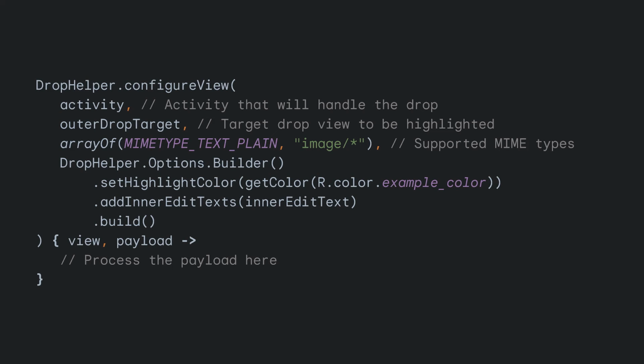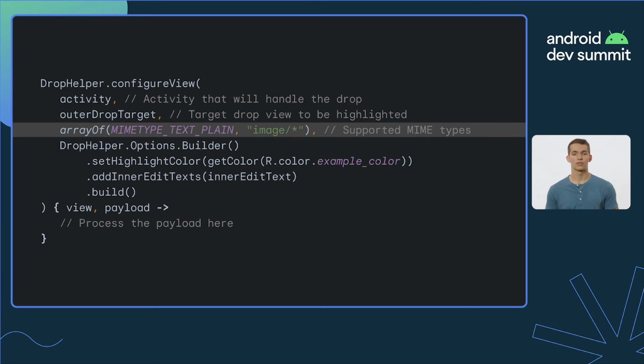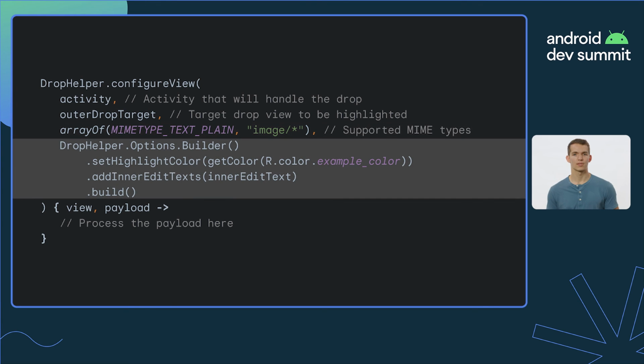The counterpart on the drop side is DropHelper, a utility class from the AndroidX drag and drop library that takes care of setting up drop targets. When configuring your drop target, you include a list of content types that your target supports. In this snippet, the target supports plain text and all image types. The DropHelper will use this to handle highlighting your view when a suitable drag event is detected above the target. To further configure your drop target, you can supply some options, such as the highlight color and border radius.